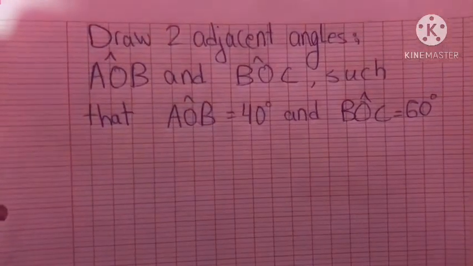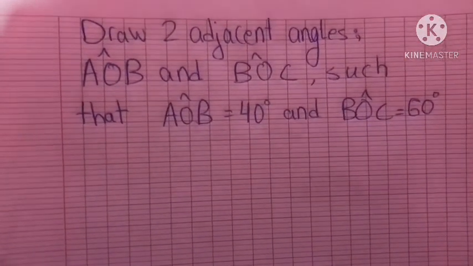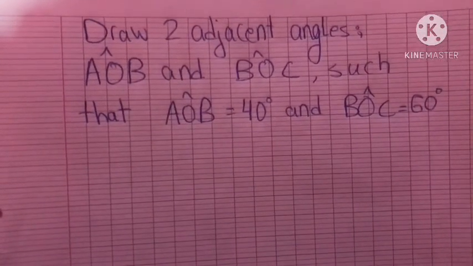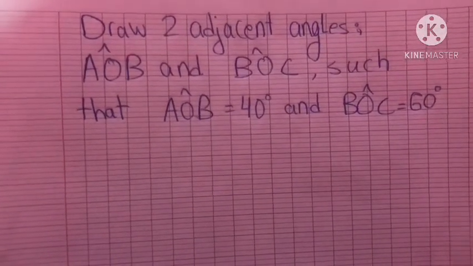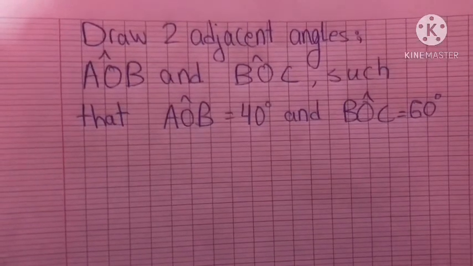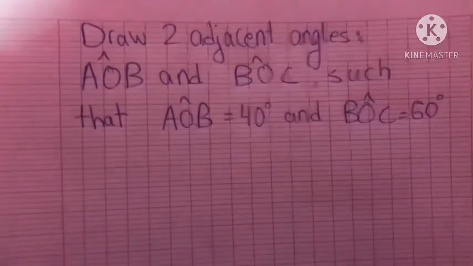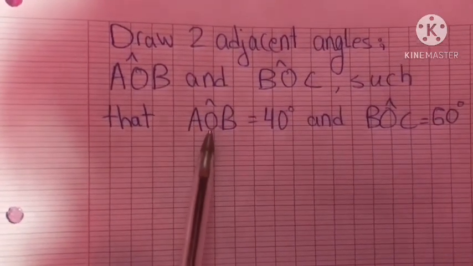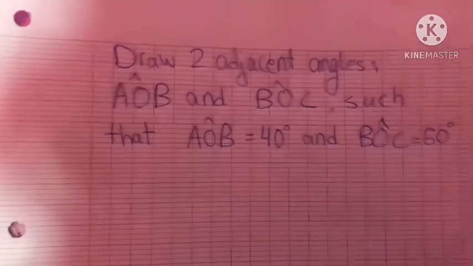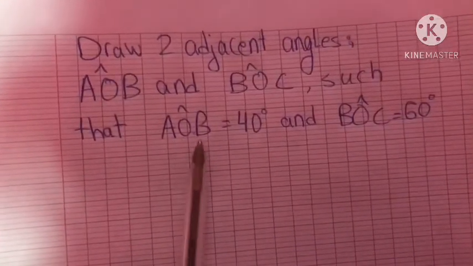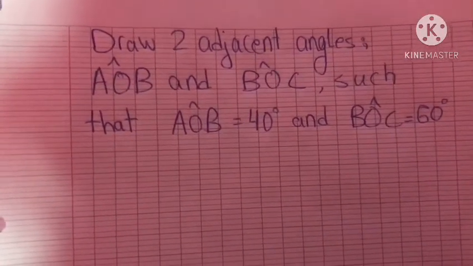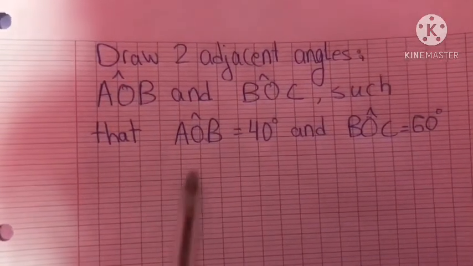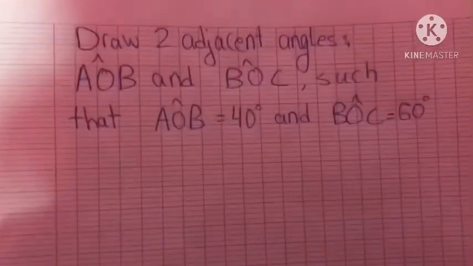Okay, let's make an example. Draw two adjacent angles AOB and BOC such that AOB equals 40 and BOC is equal to 60 degree. Pay attention here. The vertex is what? It's O. The common vertex is O and the common side is OB. So let's first start drawing angle AOB equal to 40 degree.